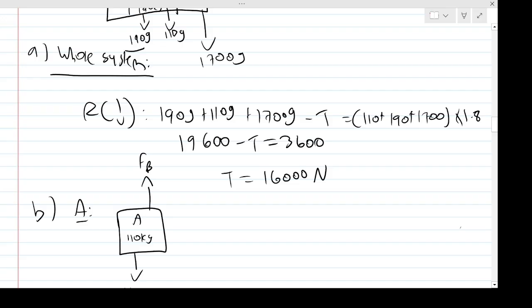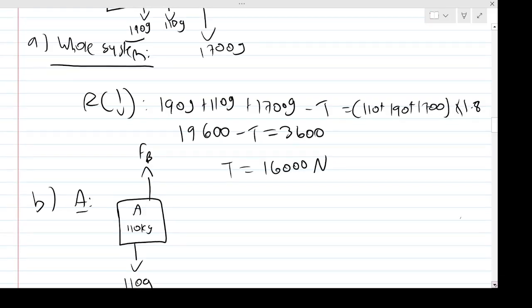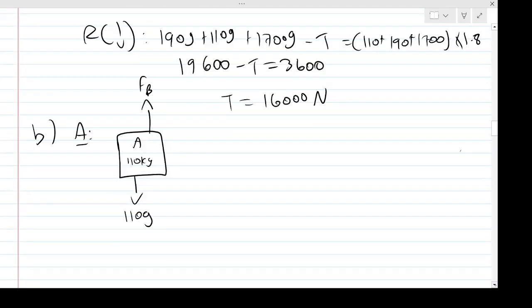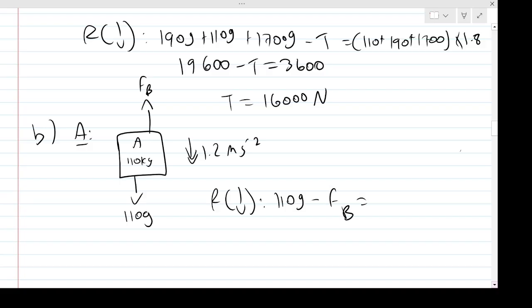Remember, go back to Newton's third law. When two objects are in contact with each other, they always create a contact force and they go in opposite directions. So the force created by B goes up. Now this is quite simple to solve for B, because it's going to accelerate downwards by 1.2. So if we use F equals ma and resolve downwards, the weight of A, take away the force created by B put onto A when they're in contact, is going to equal ma. So it's going to equal 110 times 1.2.